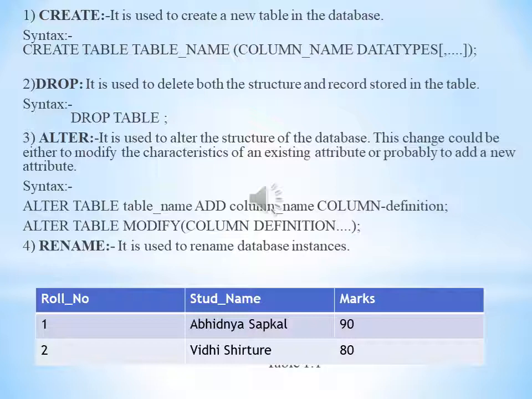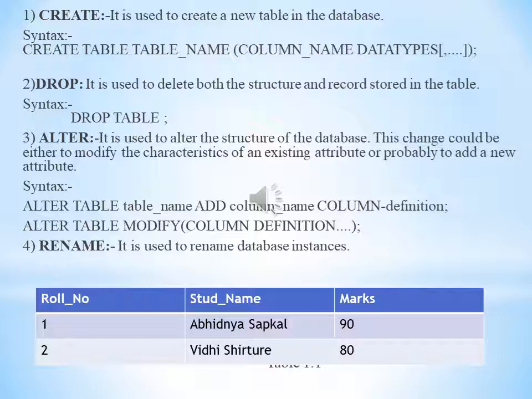When you create a table whose name is student, you write create table student, then the column names, such as the serial number and roll number, then the data types. We learned about data types in SQL in the previous lecture. So, create table, then the table name, and you also have to include the column names.